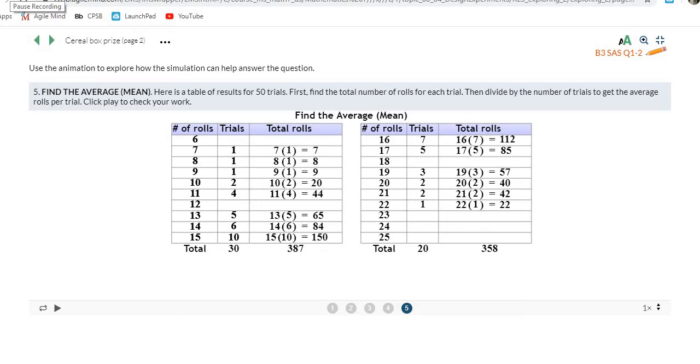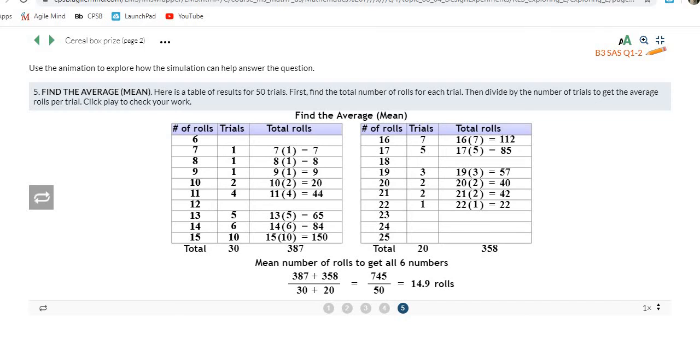So to find average and mean, what do we have to do? How do you find average or mean? Add it all up and divide by the number of trials. So we're going to add all of these up and our trials up. I get 745 divided by 50, because there were 50 trials. And I get 14.9 rolls.